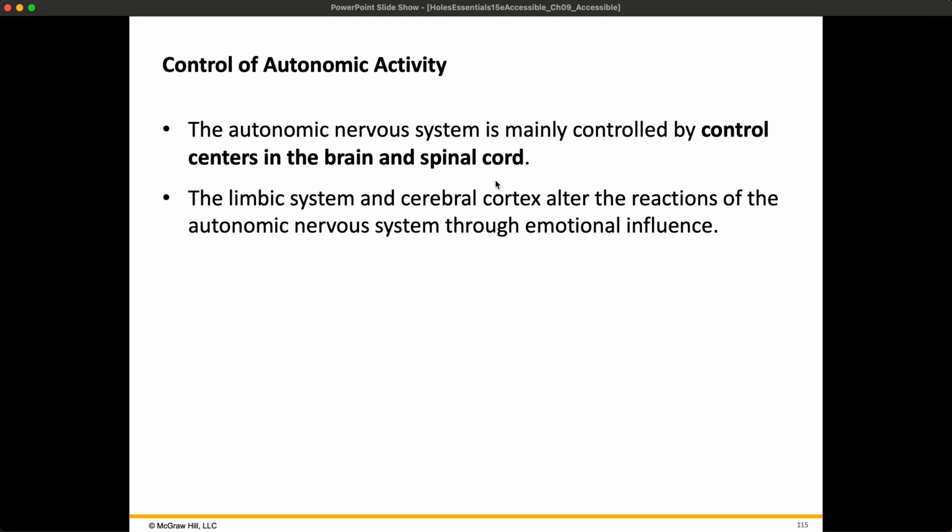So the autonomic nervous system is mostly controlled by the centers in the brain and spinal cord, things like the limbic system and cerebral cortex, which alter reactions of the autonomic nervous system through emotional influence. When you are upset and scared versus when you are maybe, let's think nervous, right? So if you're nervous about something, you might start sweating. It changes your body temperature. That response to emotions is your limbic system and your autonomic nervous system talking to each other.